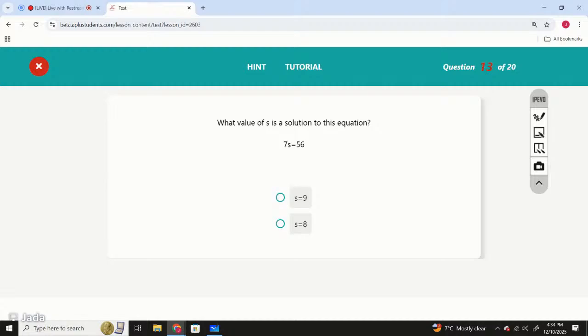What value of s is a solution to this equation? So which is the correct option? 7 times what number is 56? That is 7 times 8 is 56. Option number 2 is the correct option.